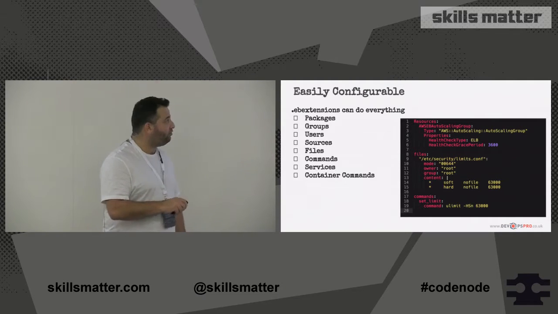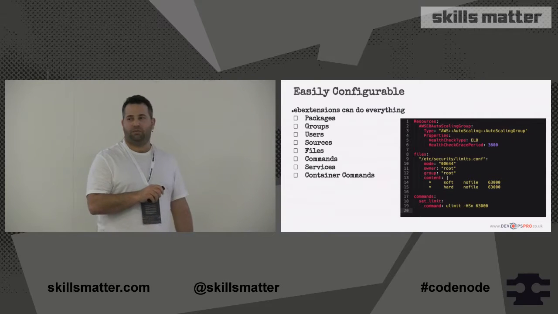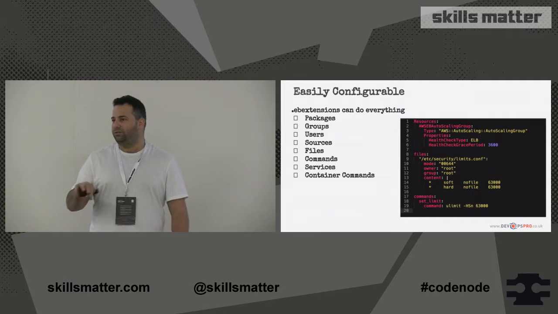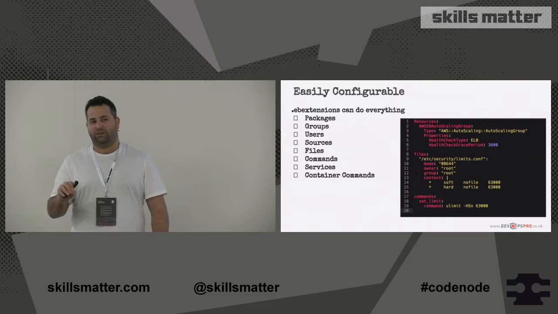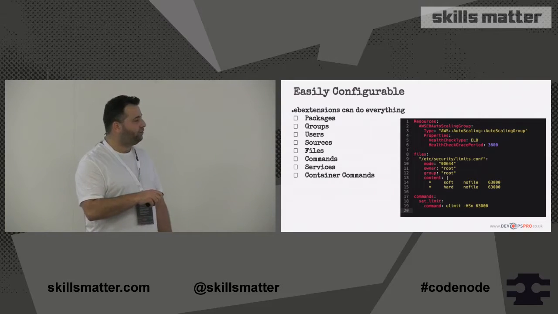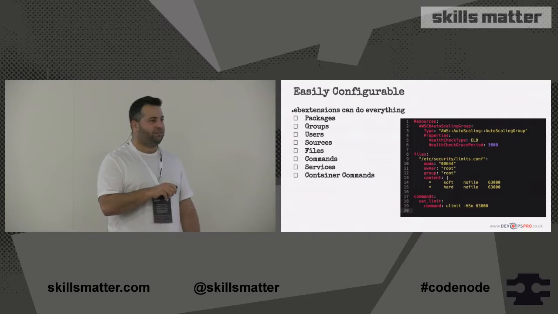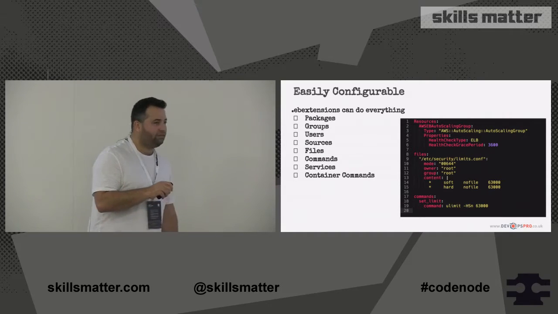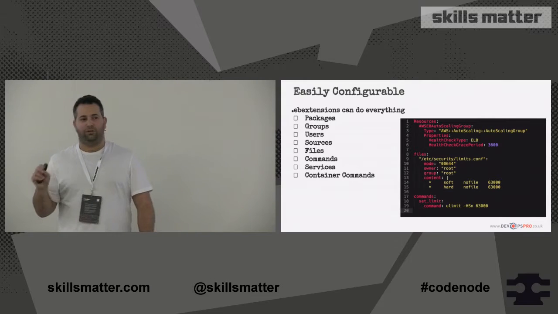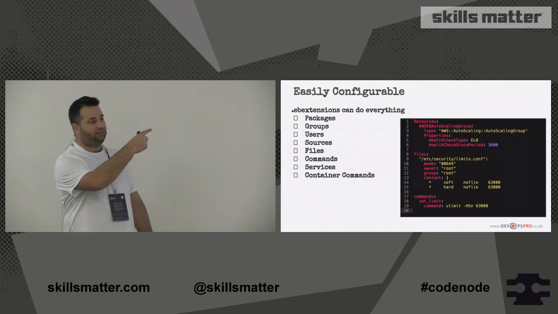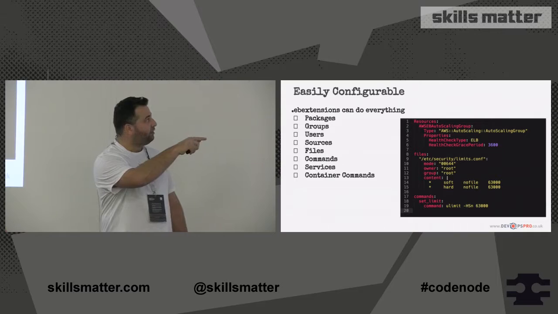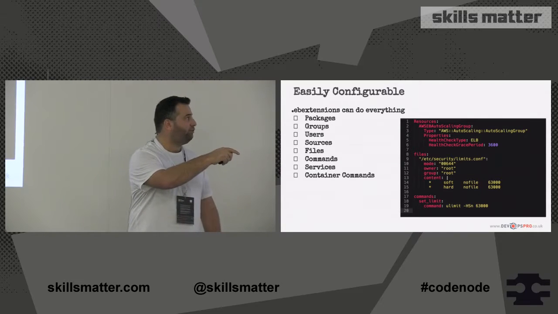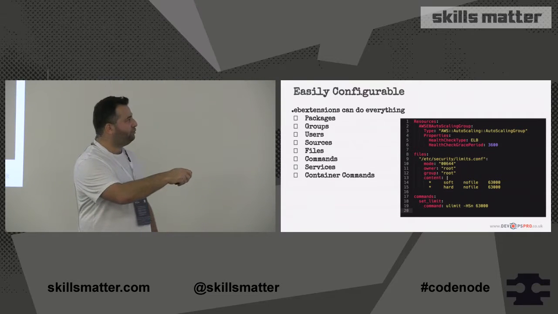And EB extensions are CloudFormation plus host commands, which means Elastic Beanstalk uses Amazon Linux for its EC2 instances. So we can install packages. Instead of doing yum install, we just write the package we want, and it's being installed for us, like Chef or Puppet. We can define groups or users.